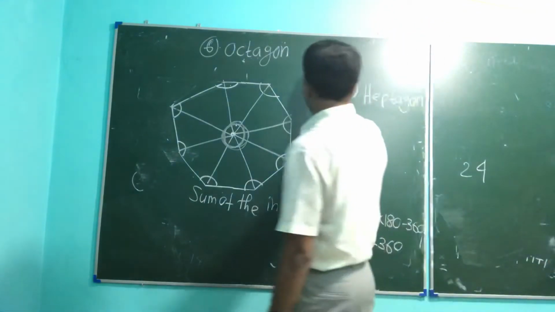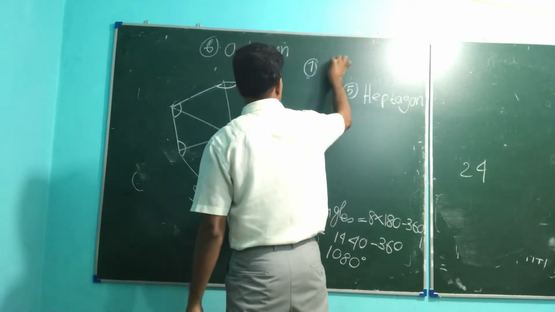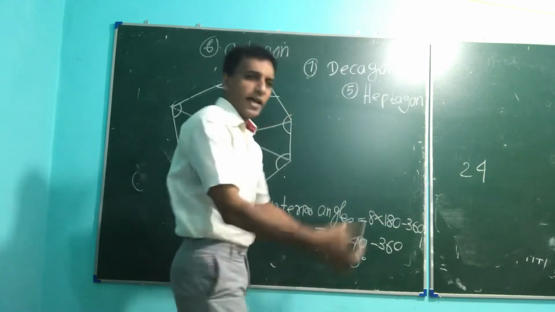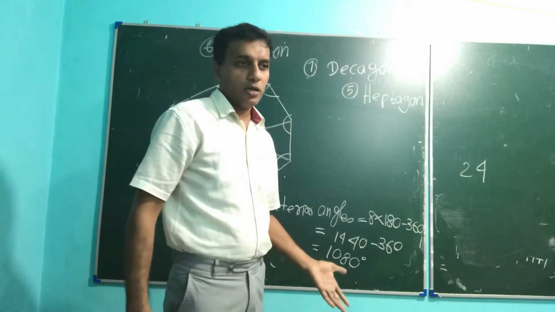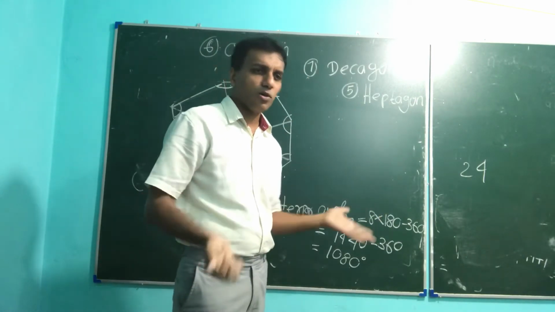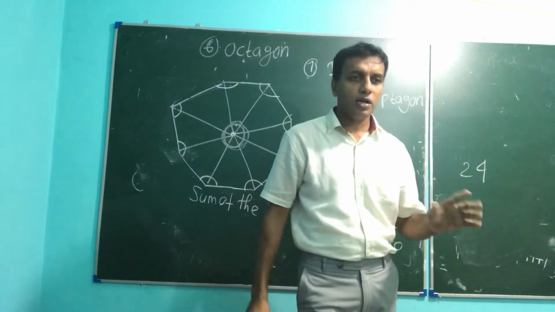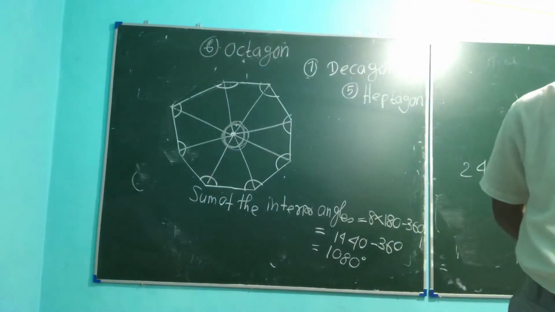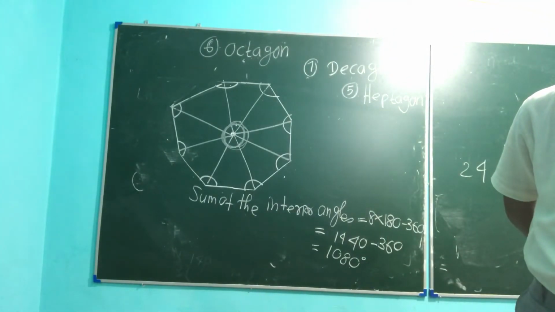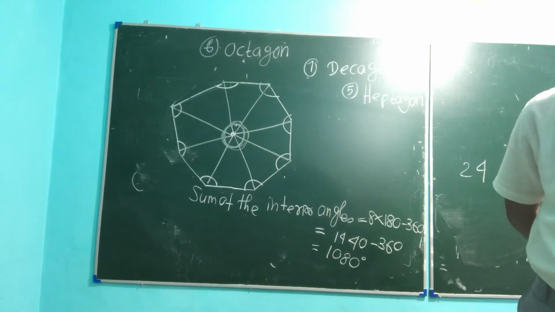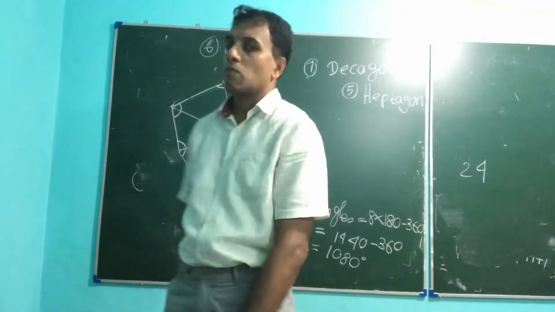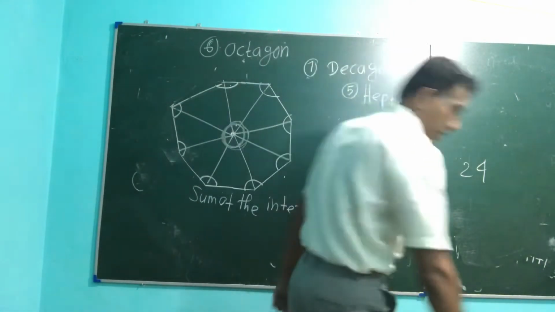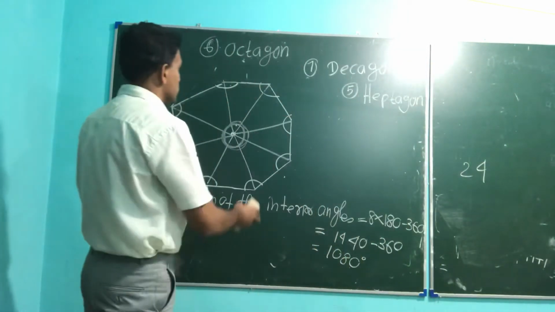Number 7, I say decagon. A decagon has 10 sides, right? Or nonagon, no, not in order. I say decagon. So don't draw a diagram for this problem, it's not necessary. 10 sides are available. Without drawing the diagram, find the answer. Sum of the interior angles of a decagon.